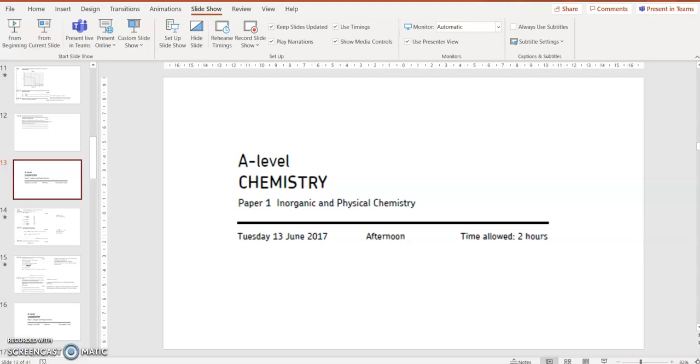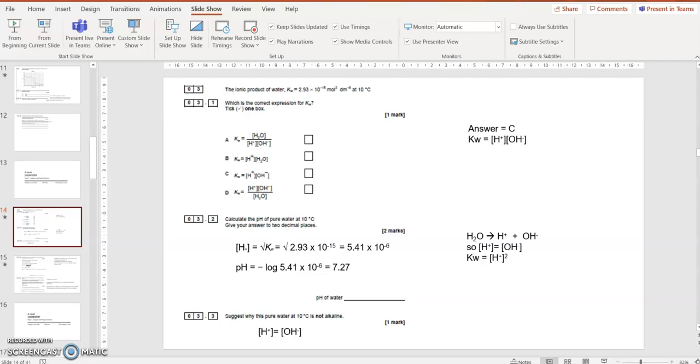June 2017. Question 3. Which is the ionic product of water, which is the correct expression? Kw, the ionic product of water, equals H plus concentration multiplied by OH minus concentration. Answer C. Calculate the pH of pure water.